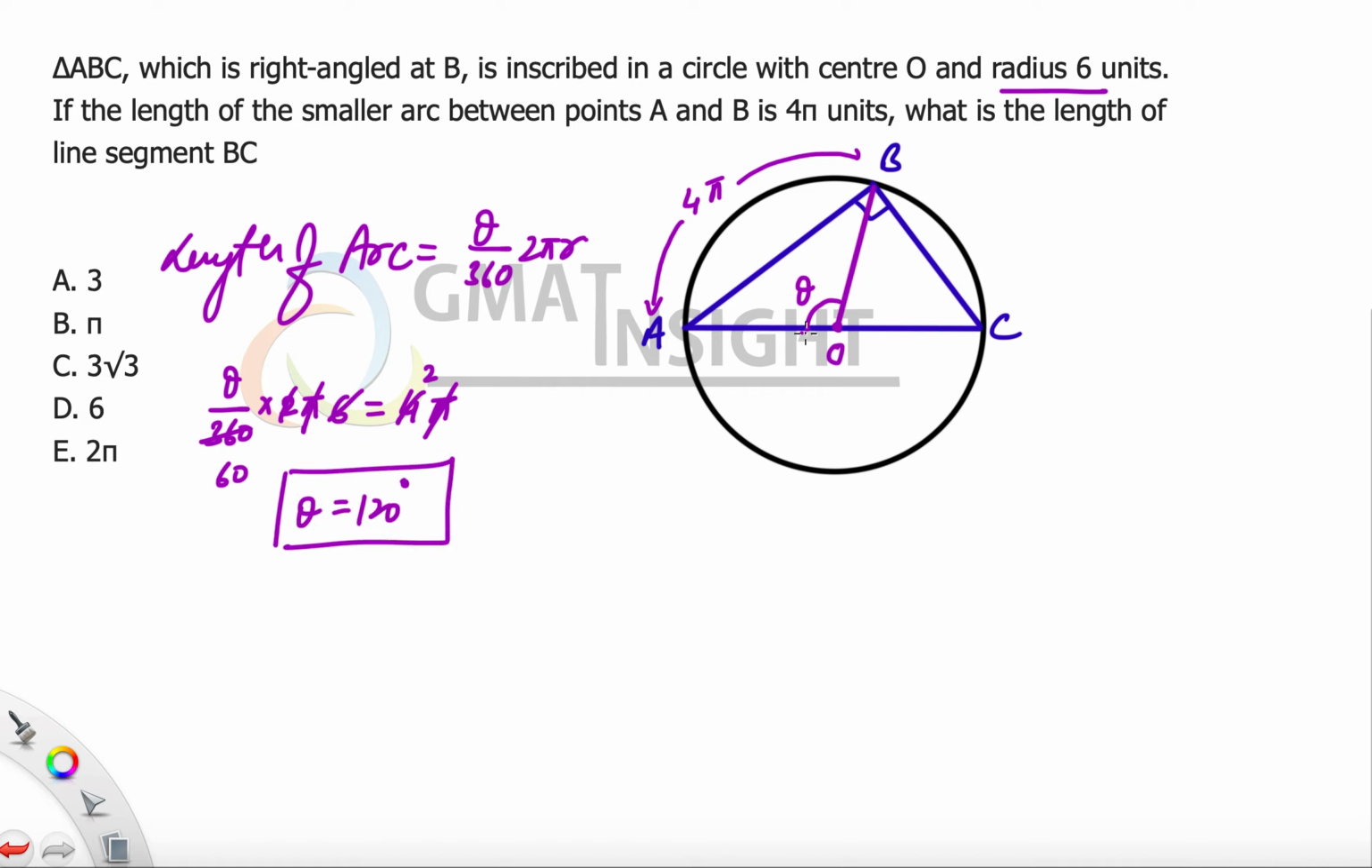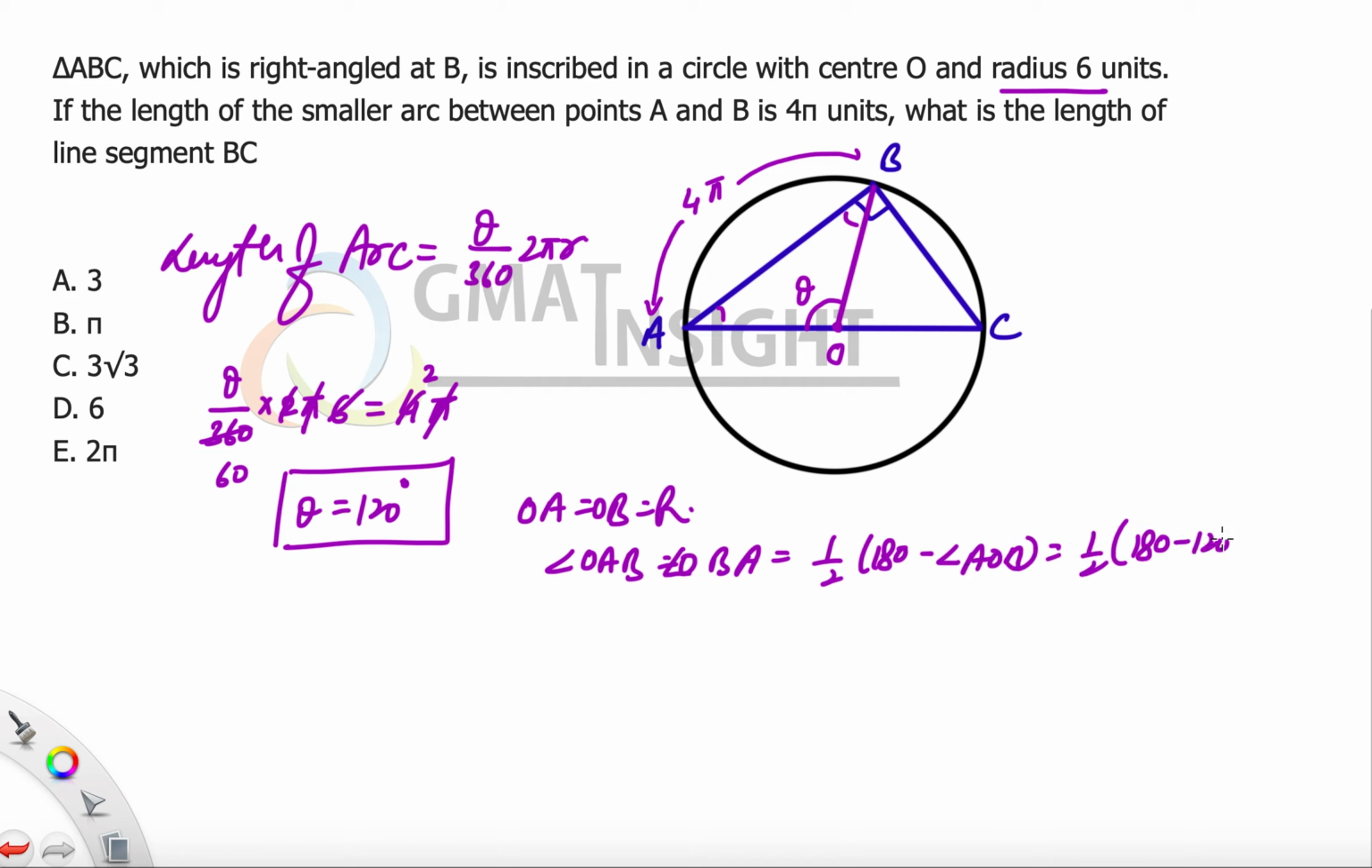That's the first understanding. If theta is equal to 120 degrees, we also know OA is equal to OB because both are equal to the radius. So the remaining angles A and B will be equal: angle OAB will be equal to angle OBA, which is equal to half of 180 minus angle AOB. That means half of 180 minus 120, that's equal to 30 degrees.